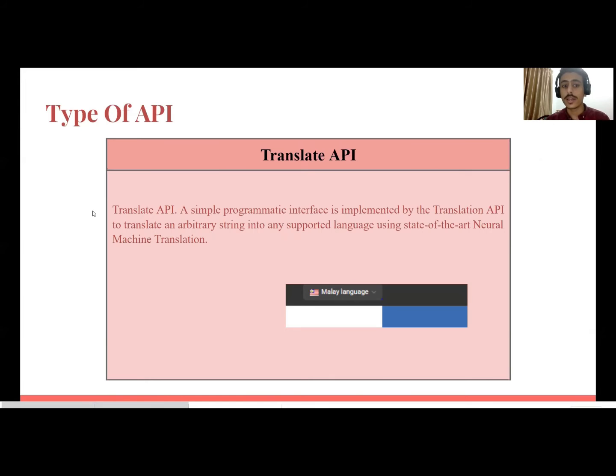Translate API is a simple programmatic interface implemented by the translation API to translate any arbitrary string into any supported language using state-of-the-art neural machine translation.